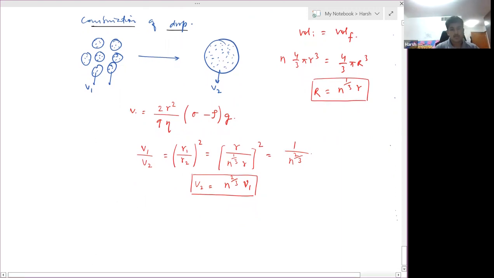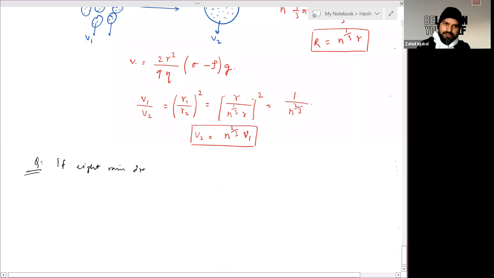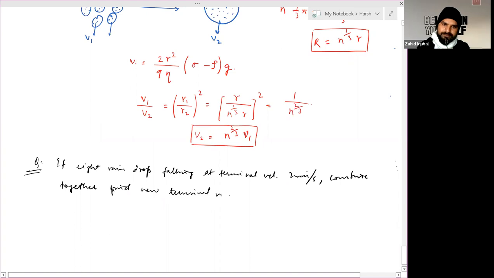If 8 raindrops falling with terminal velocity combine together, find the new terminal velocity. Just use the above formula and try to find it.